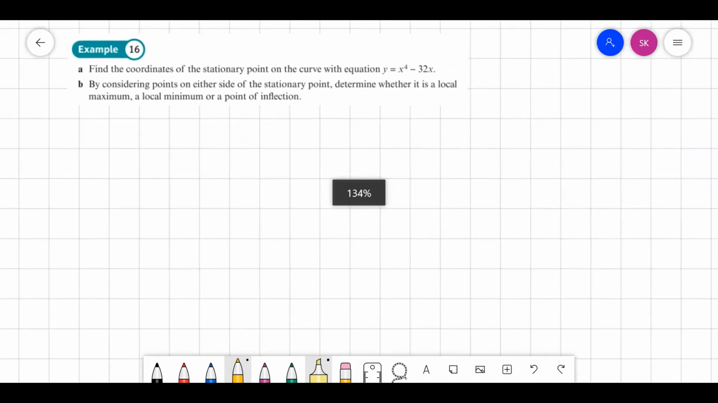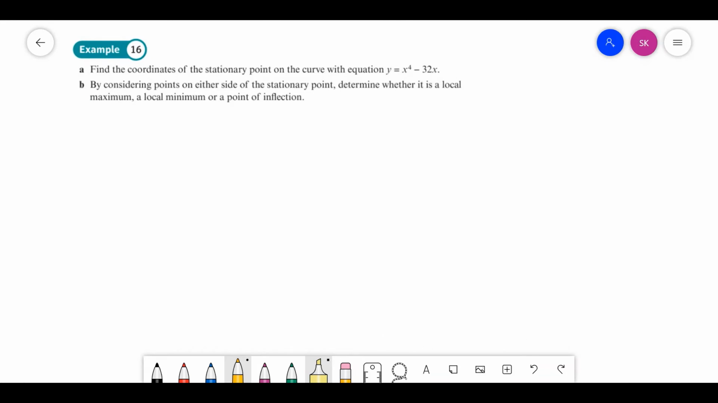So in this video, we're going to look at examples 16, 17, and 18. And I'm also going to go through question 3i from chapter 12i, because I think it'll be helpful for you to see how I do that particular question. So, example 16, part A says, find the coordinates of the stationary point on the curve with the equation y equals x to the power of 4 minus 32x.